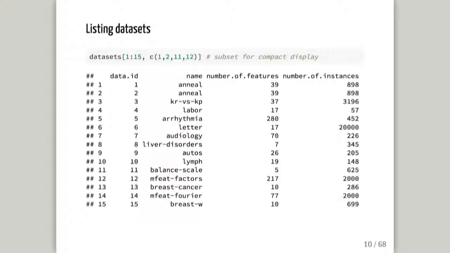This is a small slice of the data frame. So here you see the different data sets. They have names like anneal and labor and arrhythmia. These are all from UCI, but we have many, many more. And you also get some metadata. For instance, here we just show the number of features and the number of instances.